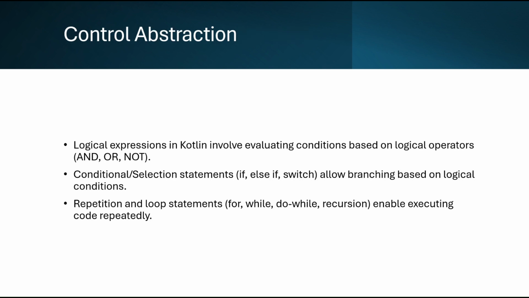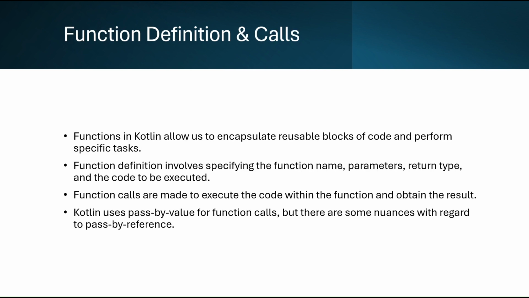The logical expressions in Kotlin involve evaluating conditions based on logical operators: and, or, not. Conditional selection statements like if, else, and switch allow branching based on logical conditions, and repetition and loop statements like while, do while, and recursion enable executing code repeatedly.